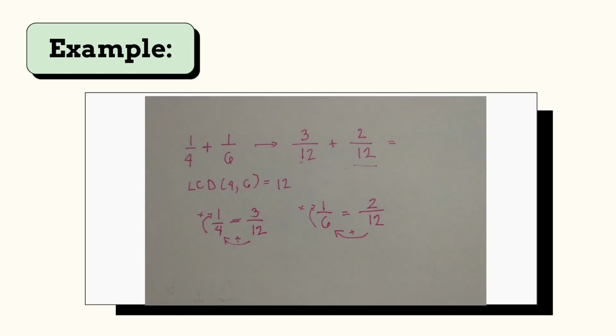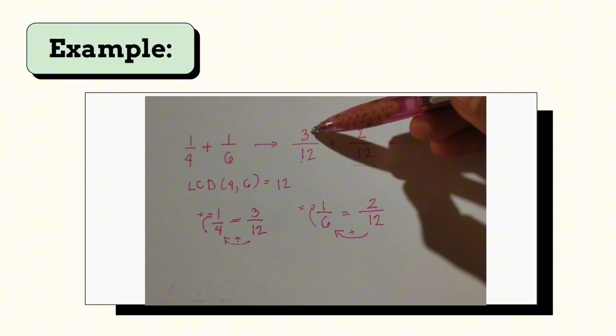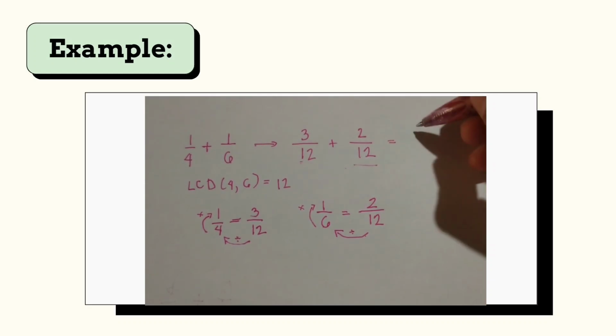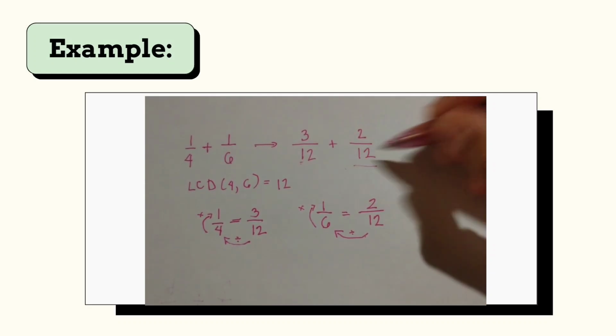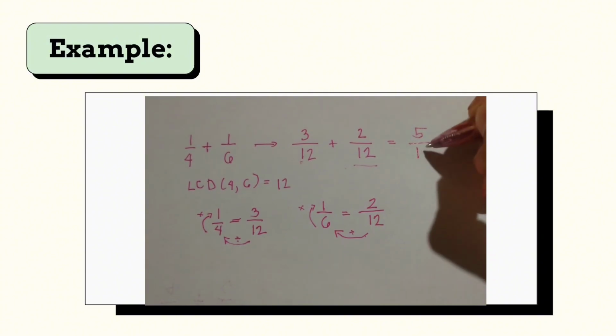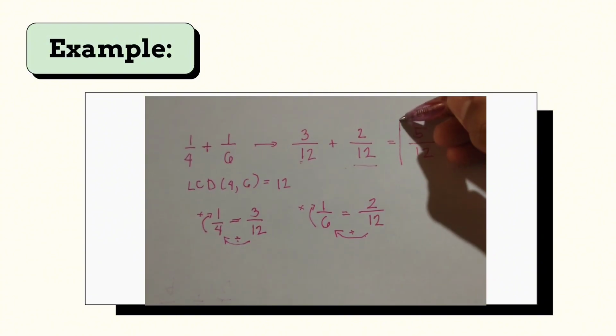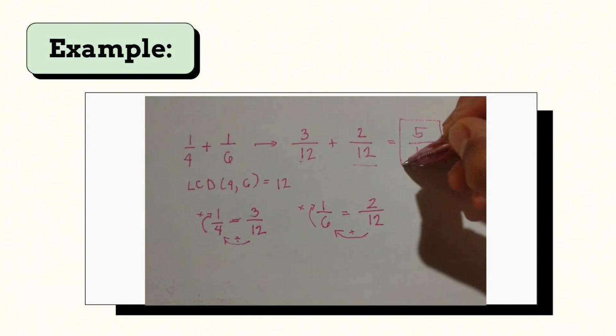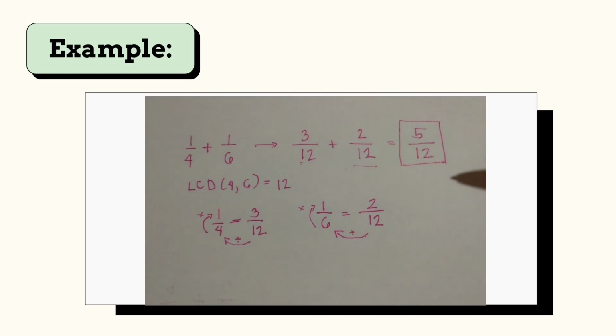So we add our new numerators, which is 3 plus 2, equal to 5, and then copy our denominator, which is 12. So here is the sum of 1 over 4 plus 1 over 6. Our sum is 5 over 12.